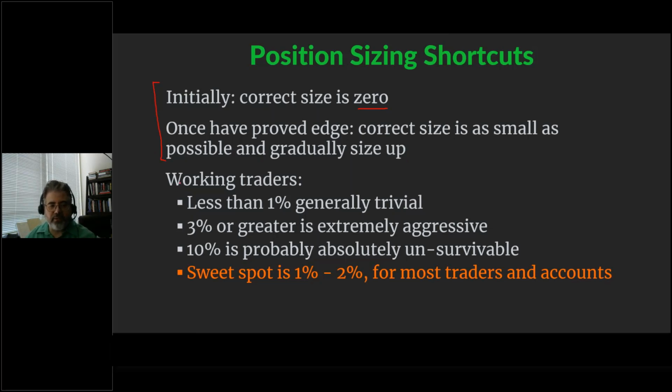Once you think about actually working, here's my rules of thumb for most systems. Less than 1% is generally trivial. If you're risking 0.5% per trade, you can have a bunch of really good trade outcomes and just not make any money. So it ends up not being worth your time if your goal is to make money.